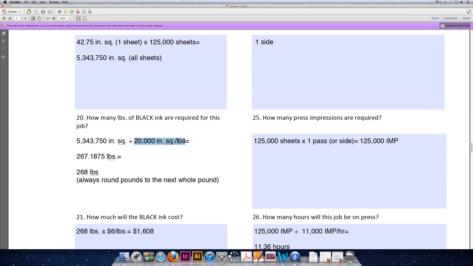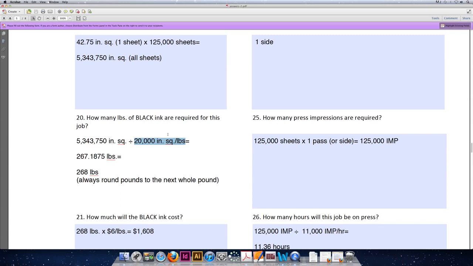So 5,343,750 square inches divided by 20,000 square inches for every 1 pound of ink means we need to purchase exactly 267.1875 pounds of black ink. However, we don't purchase part of a pound, so we'll round that up to the next whole number. We always round up to the next whole pound. So we'll purchase 268 pounds of ink.